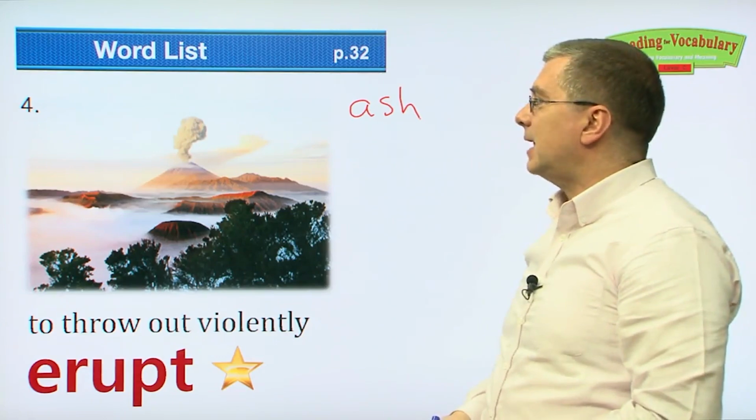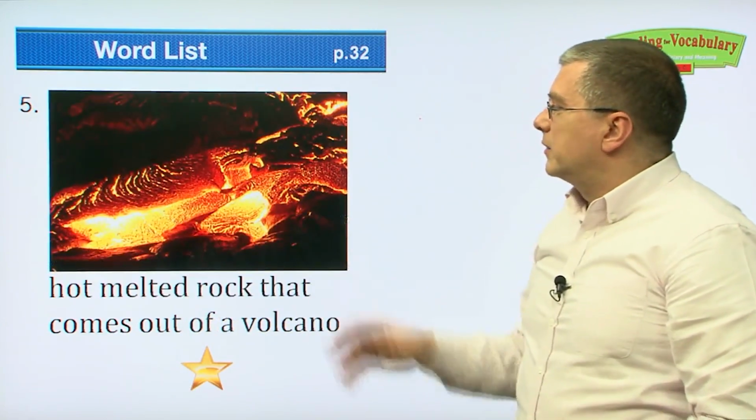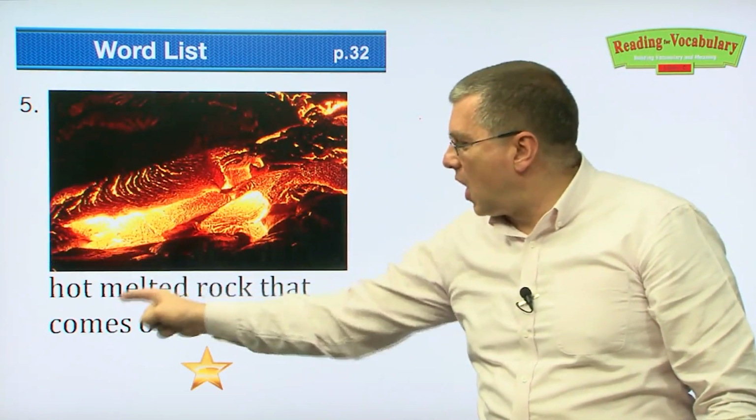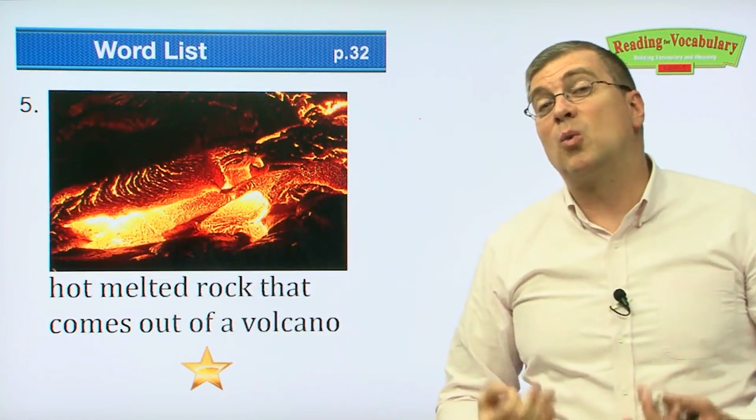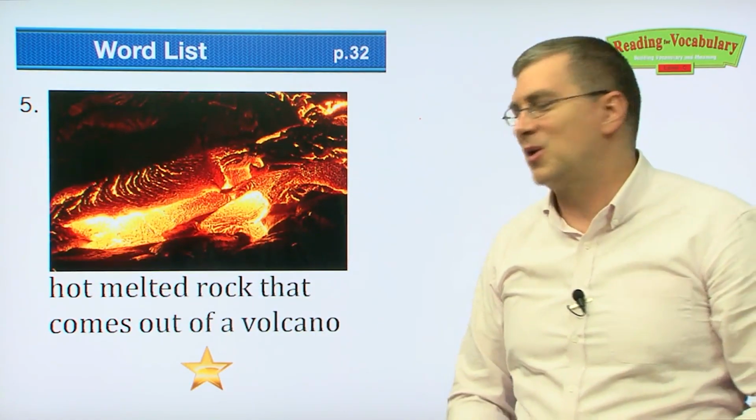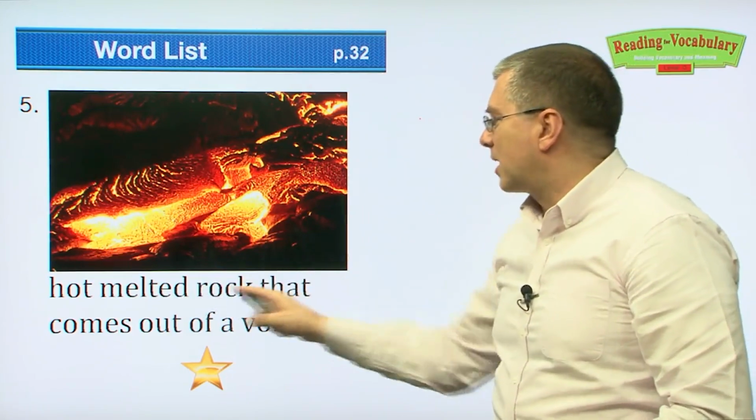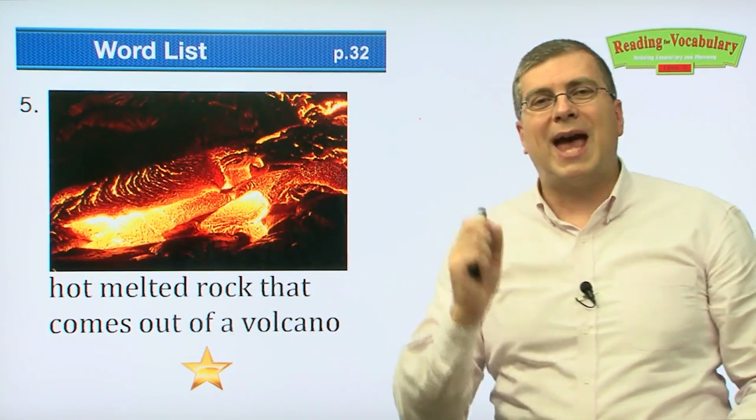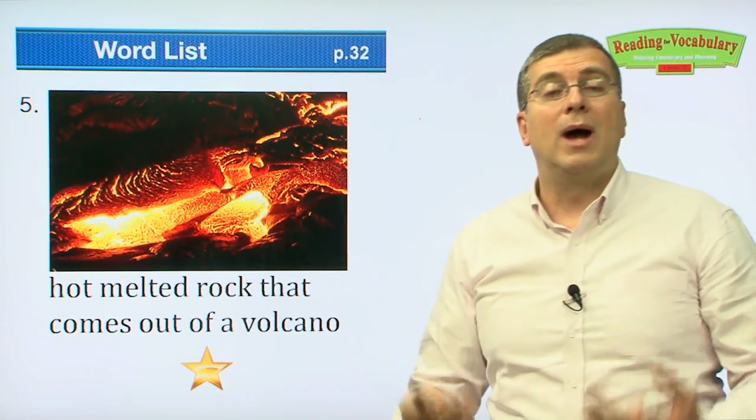Okay? Next word. Now, we're talking a lot, right? I keep talking about the hot melted rock, but there's a better word for it, right? There's a better word for it. The hot melted rock that comes out of a volcano, we have a specific word for it. What is it?